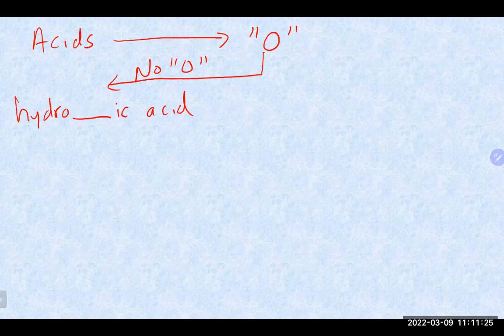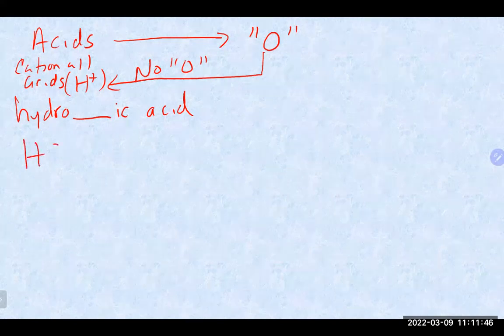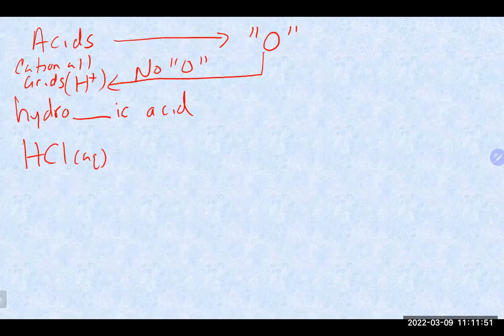What makes something an acid, by the way, is that H plus, which means the cation in all acids is H plus. The positive one is always H plus, which makes it an acid. So if we had something like HCl, and this is an acid, it has no oxygen. So we would start with hydro. The middle part that's missing comes from our negative ion here, and that would be hydrochloric acid in this case.